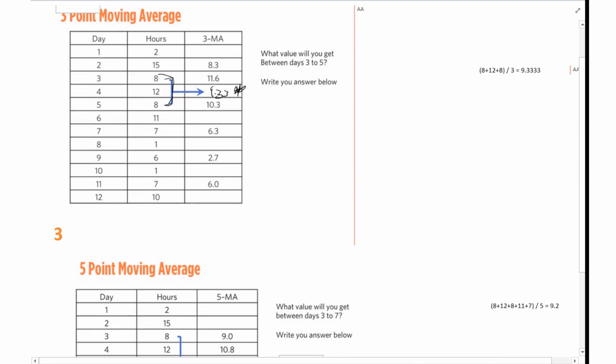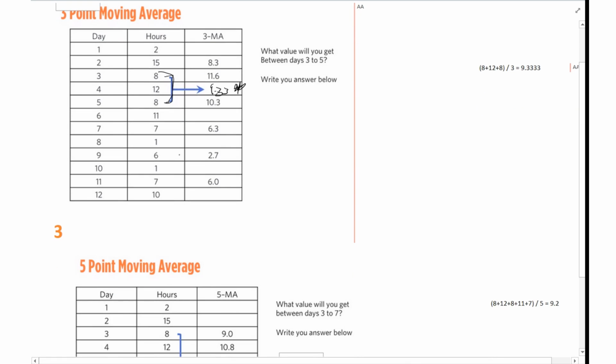9.33. If, for example, I wanted to get this one here, I'd be going 6 plus 1 plus 7 divided by 3. So that would be 14 divided by 3. So the answer would be 4 point something. I'm not sure what off the top of my head. I haven't got a calculator. I'm not going to get the calculator, but that's what your answer would be. Okay, you're not going to have an answer there, and you're not going to have an answer there.